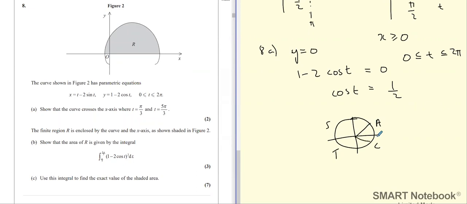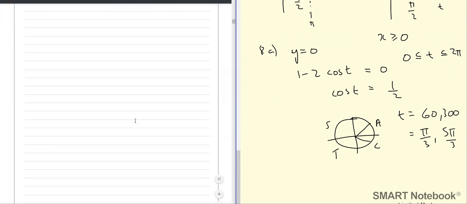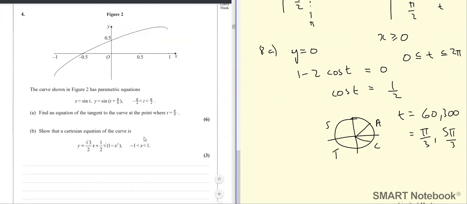In A and in C, T is 60 degrees, next one 300. Convert that into radians: pi over 3 and 5 pi over 3. The rest is not relevant right now.